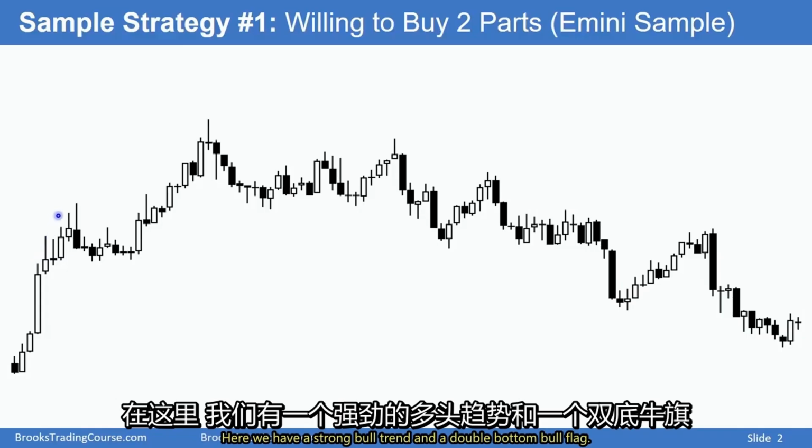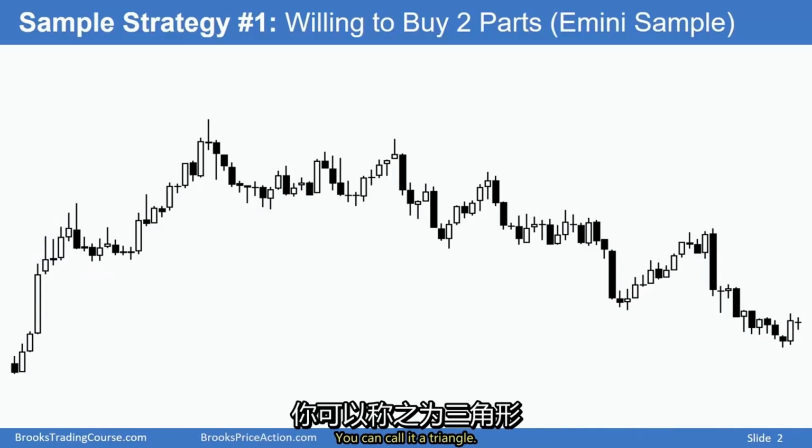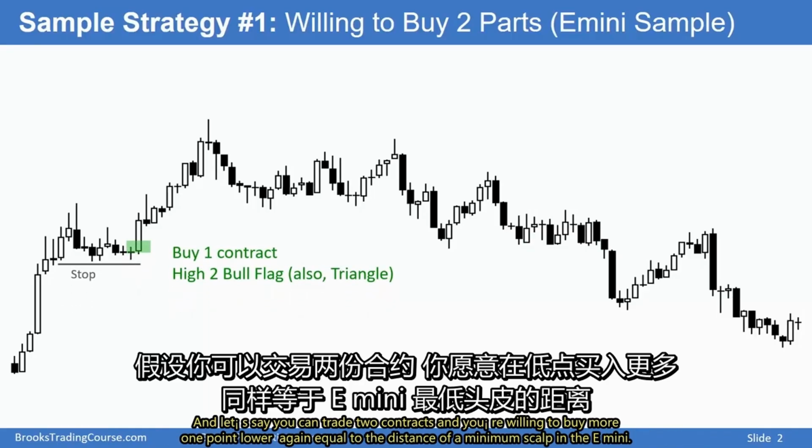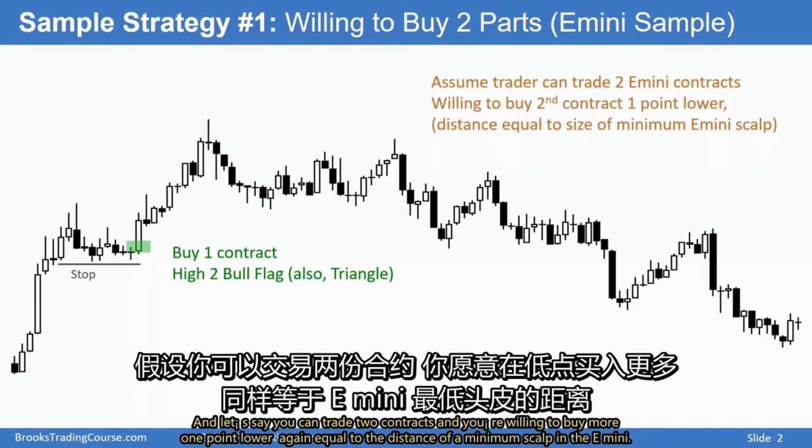Here we have a strong bull trend and a double bottom bull flag. You can call it a triangle. We went up and down here. But in any case, let's say you buy one contract above a high 2 bull flag. And let's say you can trade 2 contracts and you're willing to buy more 1 point lower. Again, equal to the distance of a minimum scalp in the E-mini.